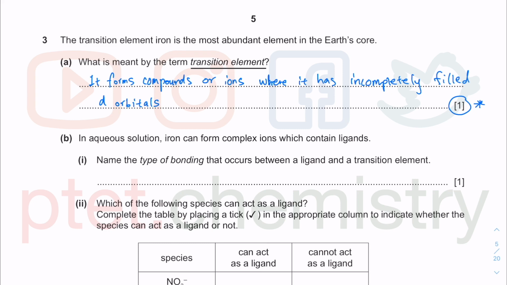If you have partially filled d orbital, then it will be transition element. If you have totally 0 electrons in your d orbitals, then it's also not going to be transition element. So you cannot have something which is completely empty in the d orbitals. You can have something where the d orbitals are completely filled. Those will not be defined as transition element. Only when you have partially filled or incompletely filled d orbitals, then you can call it transition element. I've used this word incompletely filled. If you use the term partially filled, that will be perfectly acceptable as well, because they mean the same thing.